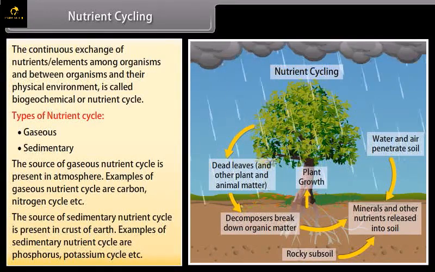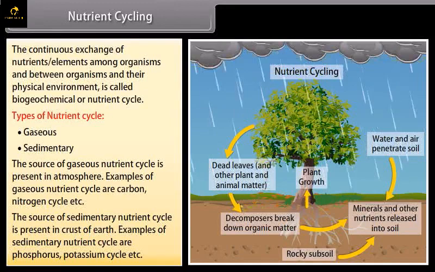The source of sedimentary nutrient cycle is present in the crust of the earth. Examples of sedimentary nutrient cycle are phosphorus, potassium cycle, etc.